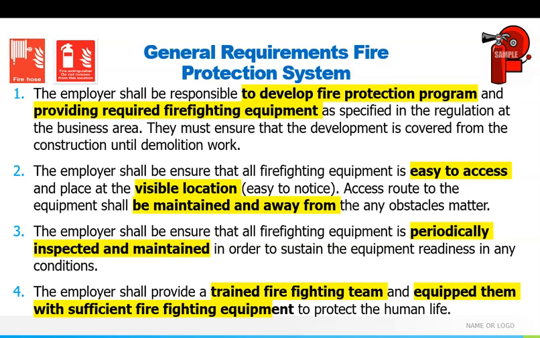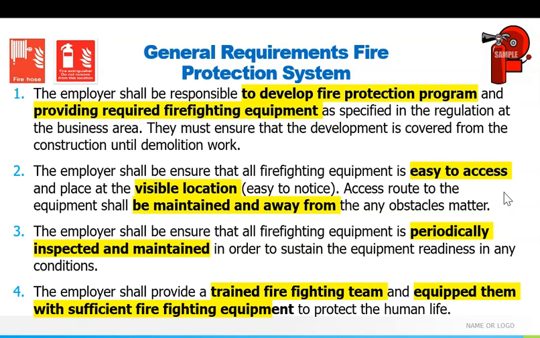Number two, the employer must make sure that all the firefighting equipment, for example the fire hose, the fire extinguisher, the alarm, are in a visible location and easy to access. So that anyone, anytime, can use all the firefighting equipment. And then also the access route, make sure that there are no obstacles or obstructions along the fire exit. Okay, it's very important. And make sure all the fire exits are not locked. If it's locked, people will get trapped.